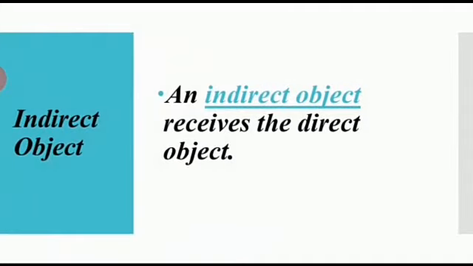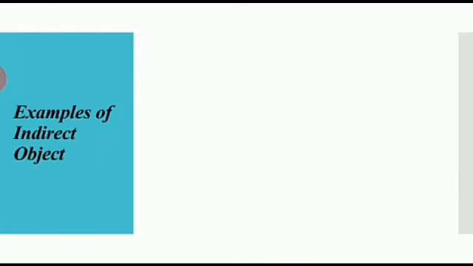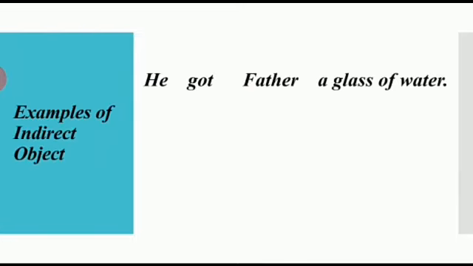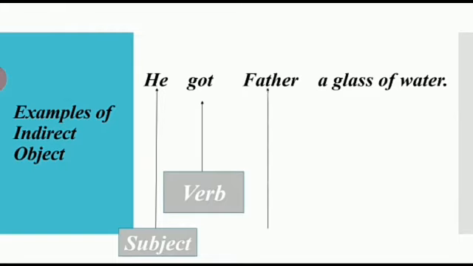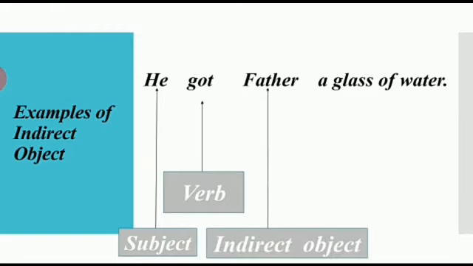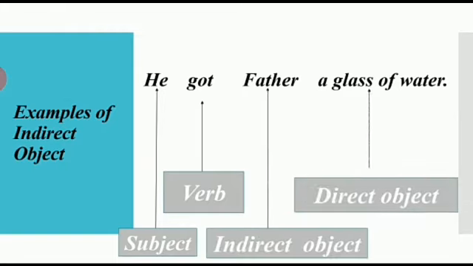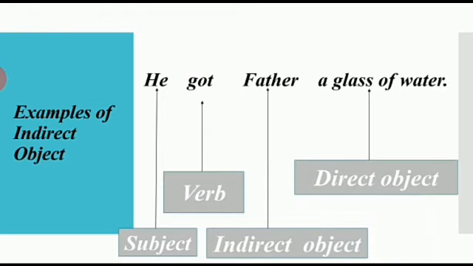An indirect object receives the direct object. Now what is an indirect object? The object which receives the direct object. For an example, you will better understand with this example. He got father a glass of water. So here he is the subject, got is the verb, father is the indirect object, and a glass of water is the direct object.